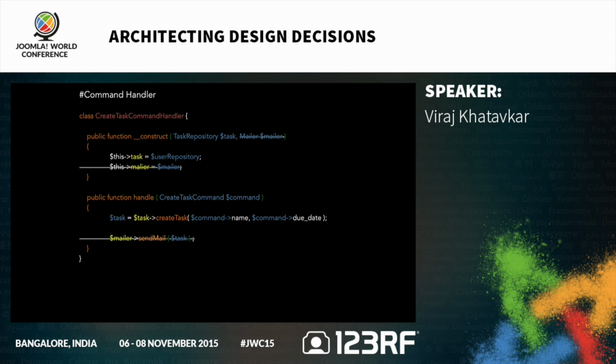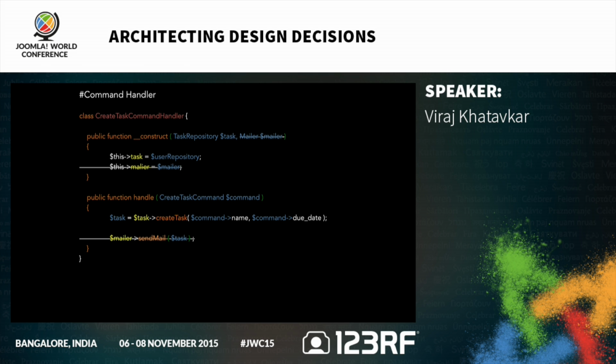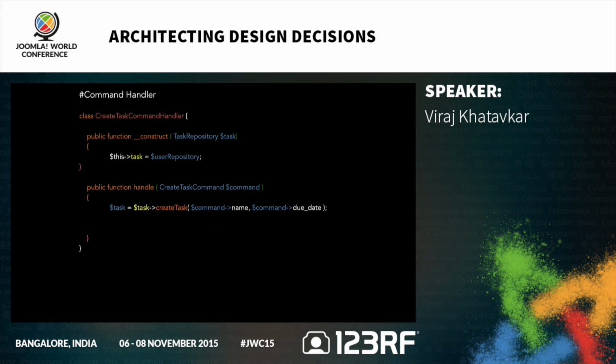So for now, I will be shifting it to a listener, so I will cut it out from here. Currently, my command handler would look like something like this, and then I will fire an event. If you see, I had a task created event here. That new task was created, and I will pass on the task object as a parameter to that event.